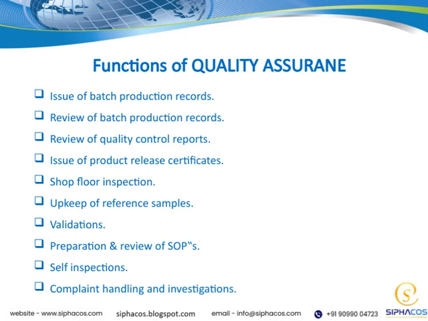Let's talk about some of the key functions of quality assurance. First, the issue of batch production records is crucial. These records document each step of the manufacturing process, ensuring traceability and consistency. Reviewing these records thoroughly helps us verify that every batch meets our quality standards.